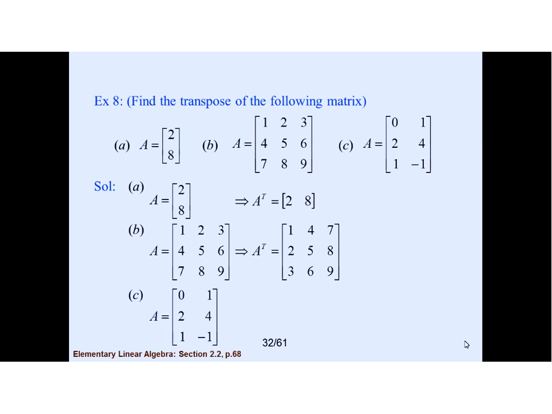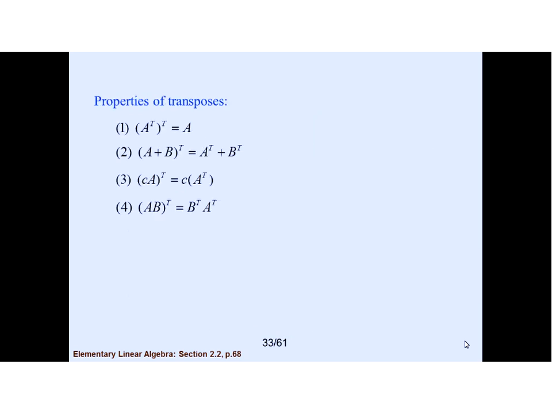Again, if this is a matrix 0, 1, 0, 1, 2, 4, what is the transpose of this matrix? Rows become columns. So this is the transpose of the matrix. This is the procedure to find the transpose.